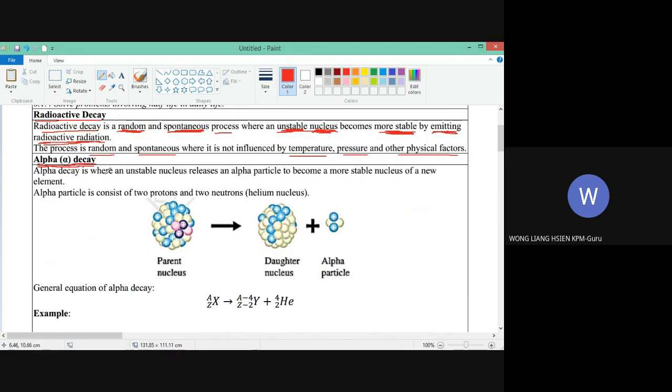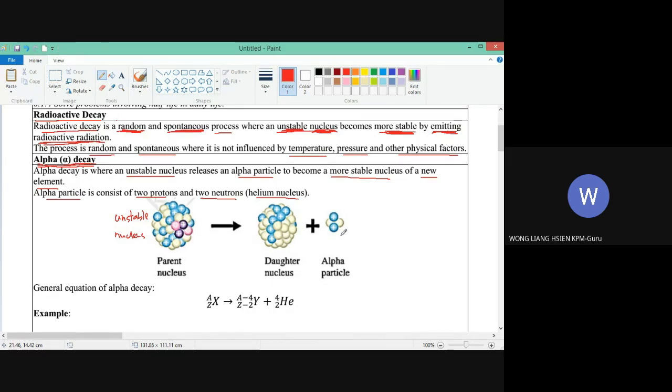Alpha decay is where an unstable nucleus releases an alpha particle to become a more stable nucleus of a new element. An alpha particle consists of 2 protons and 2 neutrons, which we call a helium nucleus. So basically this parent nucleus is unstable. It decays and releases an alpha particle, a particle that consists of 2 protons and 2 neutrons.